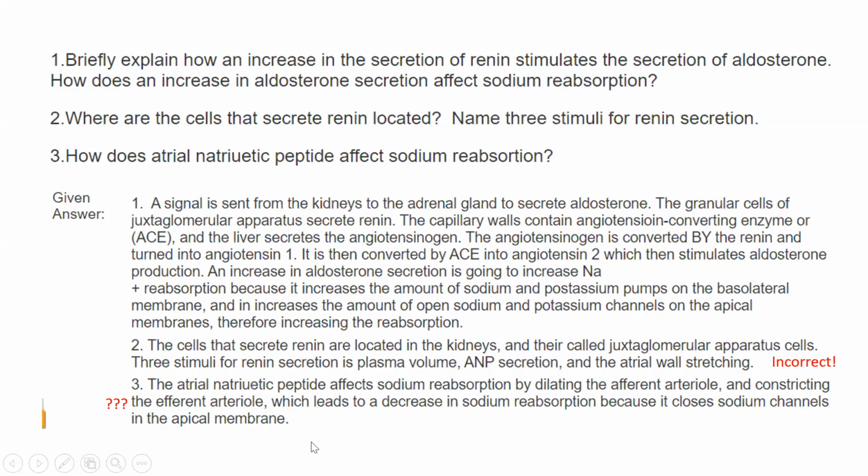And then the third response here, this was the one that had some correct components, but also some incorrect components. So the atrial natriuretic peptide affects sodium reabsorption by dilating the afferent arteriole and constricting the efferent arteriole. So while this is correct, this is not how ANP influences sodium. This is how ANP increases GFR. So ANP increases GFR by dilating that afferent arteriole and constricting that efferent arteriole, but the question is only asking us about how ANP influences sodium reabsorption. So this component of the response was not needed, okay?